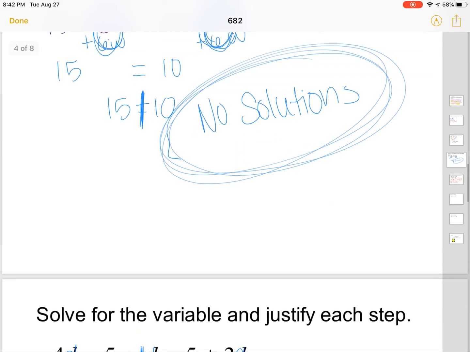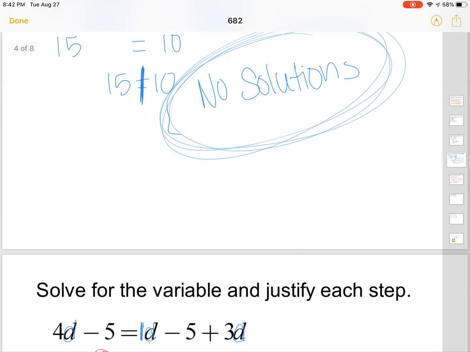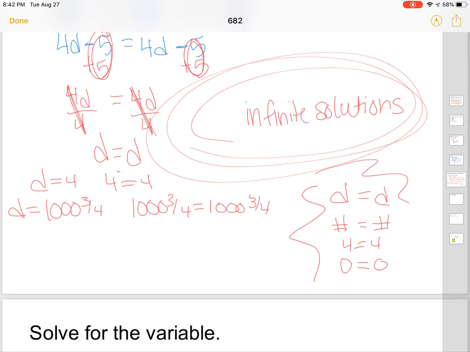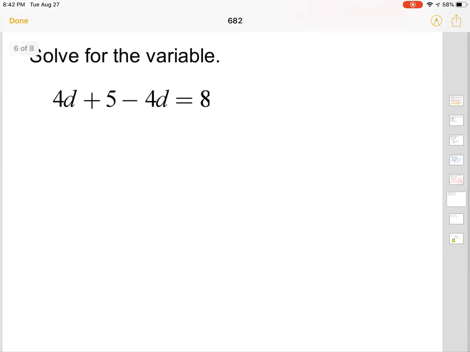All right, so we've seen our one solution where x is equal to some number, our no solutions where what you get is ridiculous, it makes no sense at all, and we've seen our infinite solutions where you get something equal to itself, which could be a variable equal to a variable, it could be some number equal to itself, such as 4 equals 4, or you could end up with 0 equals 0. So anytime you see anything like this, that is your clue. That's how you know it's going to be infinite solutions. For this next problem, I'd like you to pause the video and see if you can work it out for yourself.